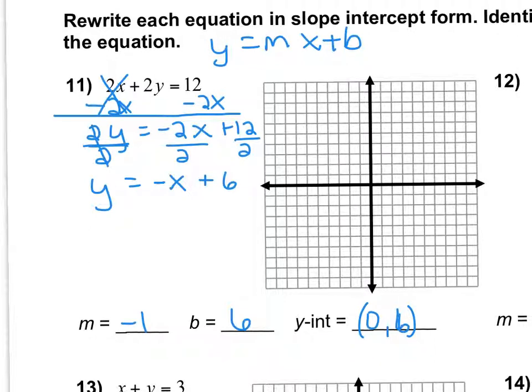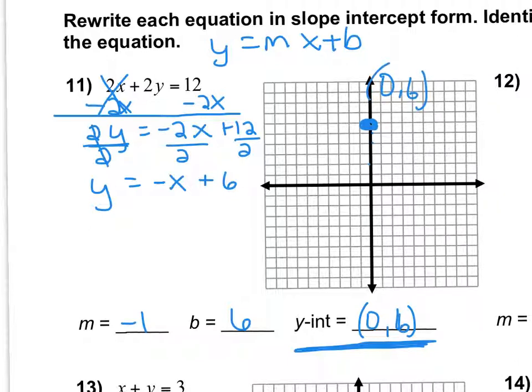Where do we start? The y-intercept. The y-intercept, we start right there. Always start with a point. If you have a point, graph it. 0, 6 is going to be 1, 2, 3, right here. So that's 0, 6.